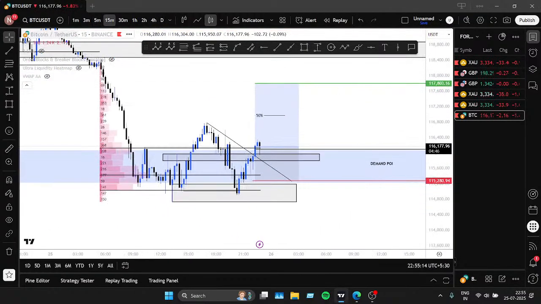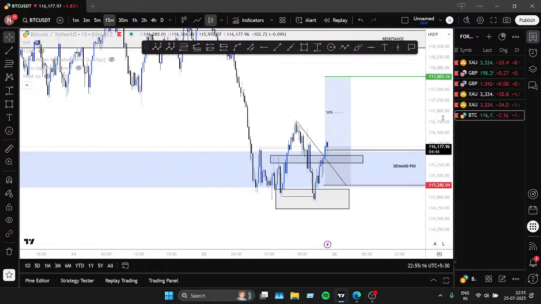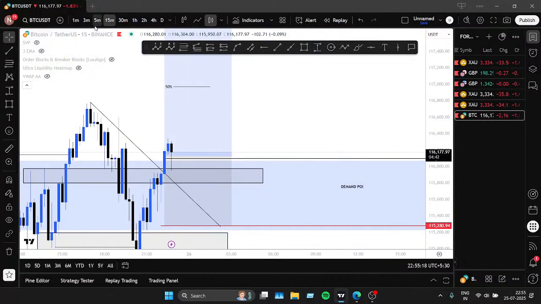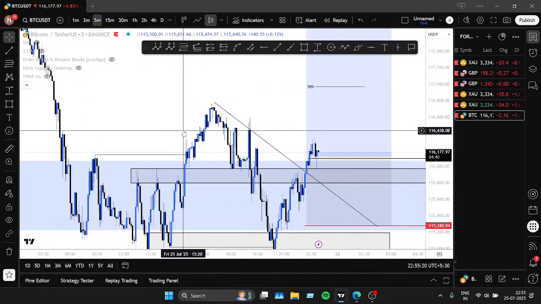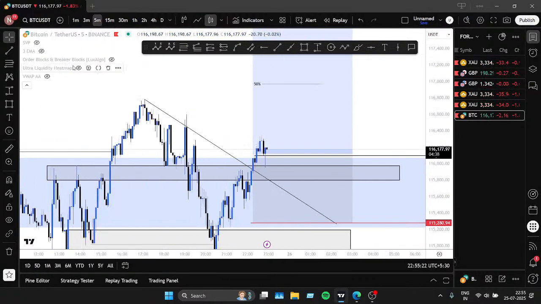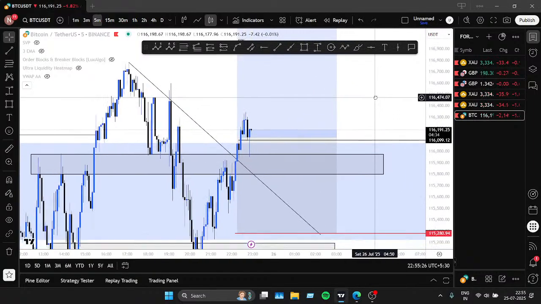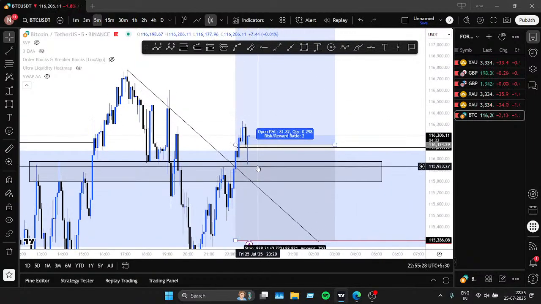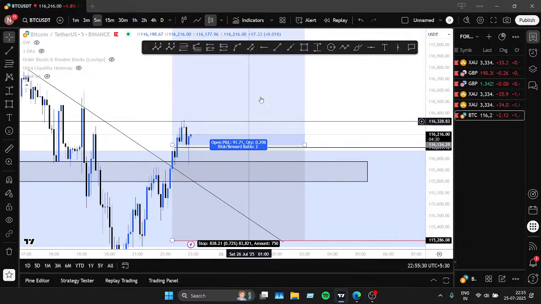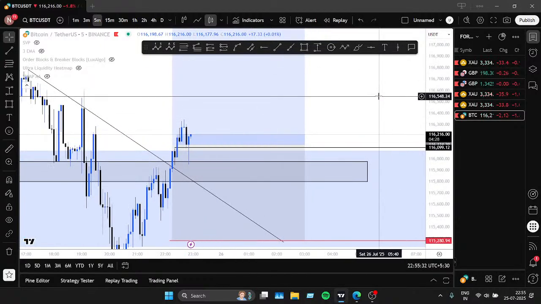See you guys, BTC just gave us a good reaction from this support, from this 5 minutes, right? Reacted from this key area, and once again giving us a bullish reaction to the upside, which is a good sign.